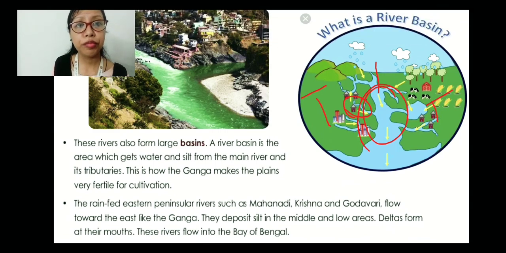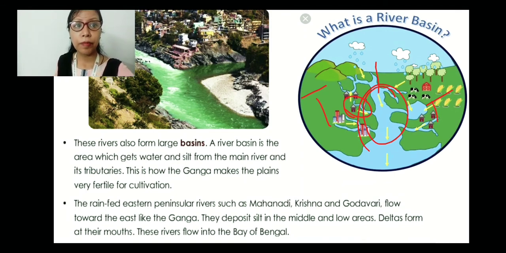And this is how the Ganga makes the plains very fertile for cultivation. We already know that sediments and silt make the soil fertile. So when they come down carrying the silt and sediments, when they reach the plains, they deposit it. And that basin, not only the main river but its tributaries also deposit this silt. And this area is called the river basin.